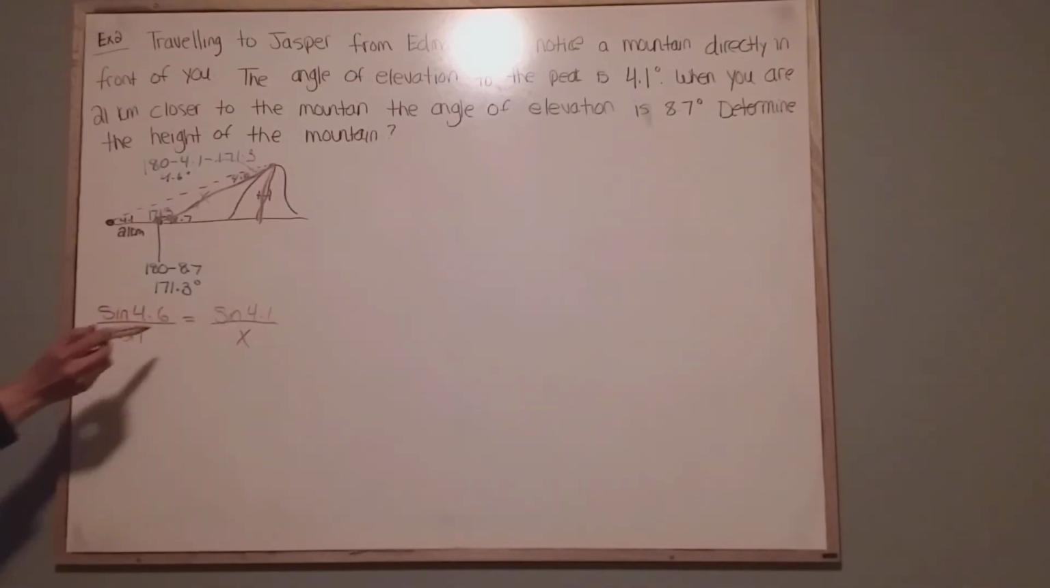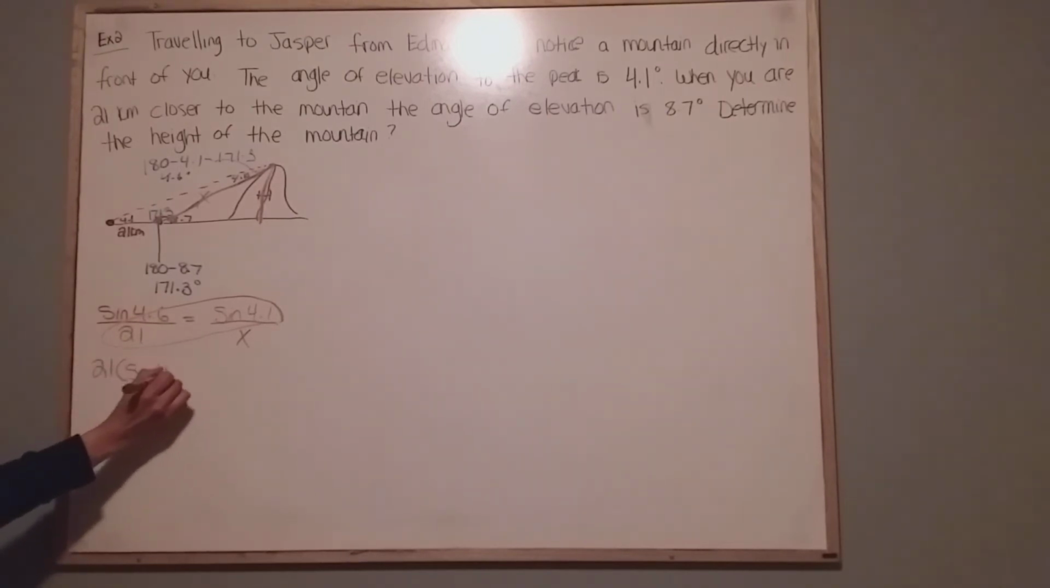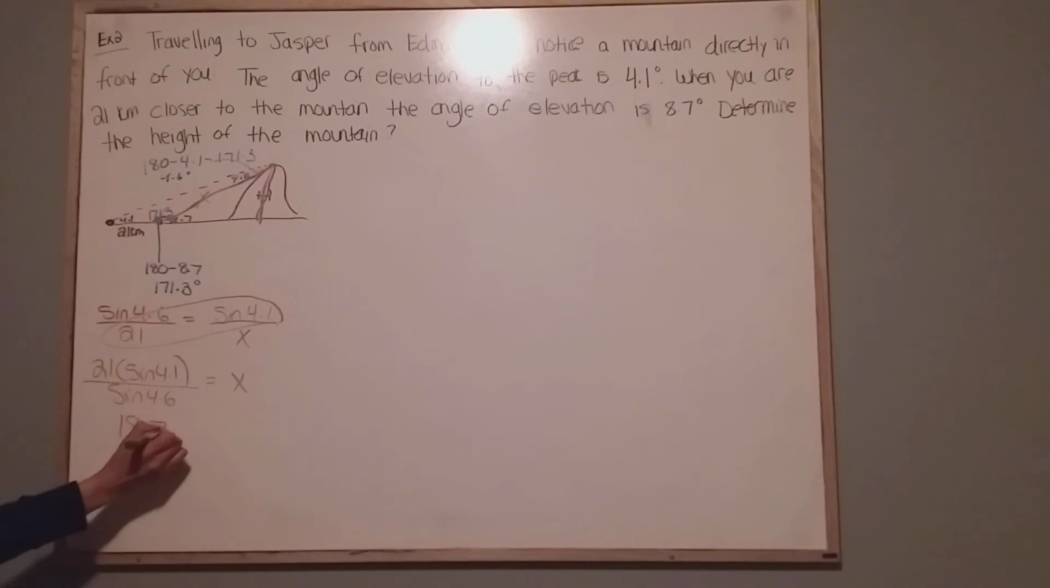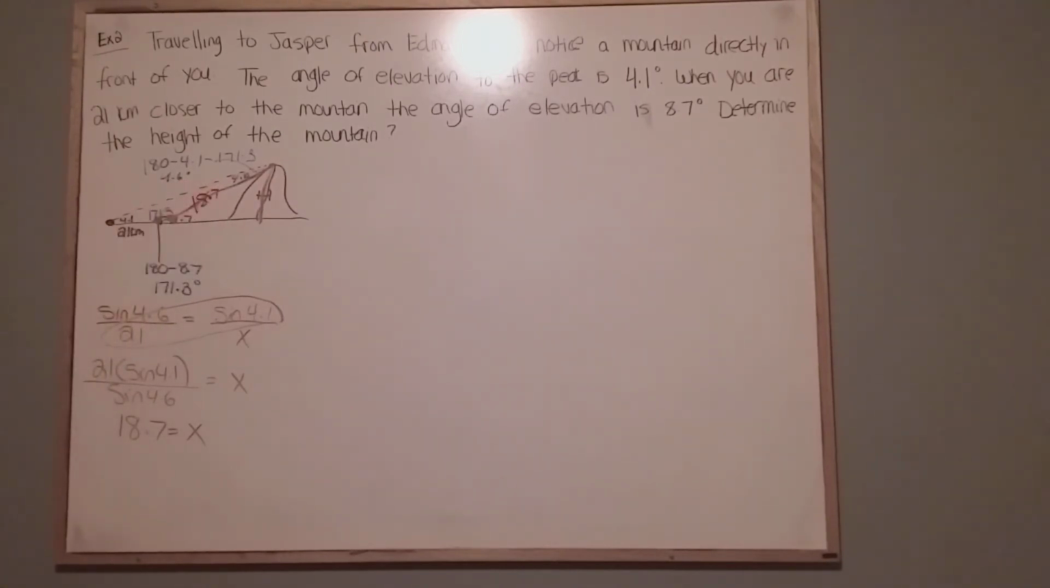I cross multiply and divide. So it becomes 21 times sine 4.1 divided by sine 4.6, and that'll give me my x. If I plug all that into my calculator, I get x equal to 18.7. So I have figured out that the common side, this here, is 18.7.